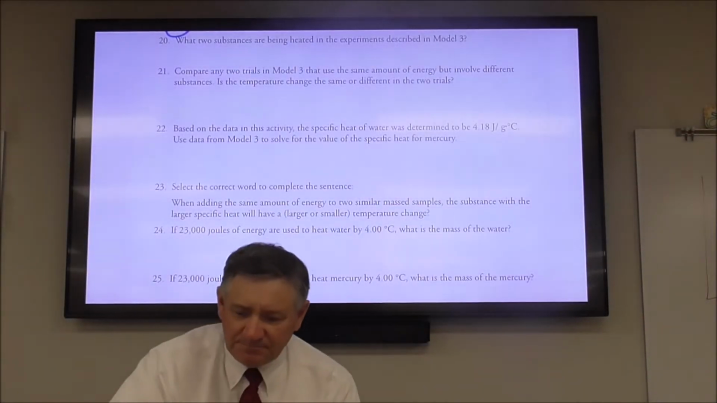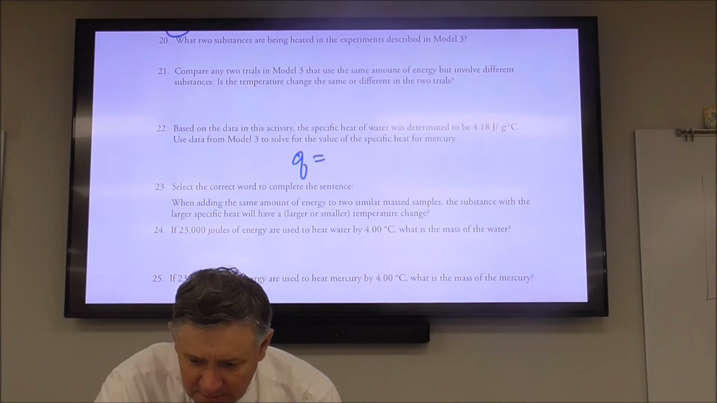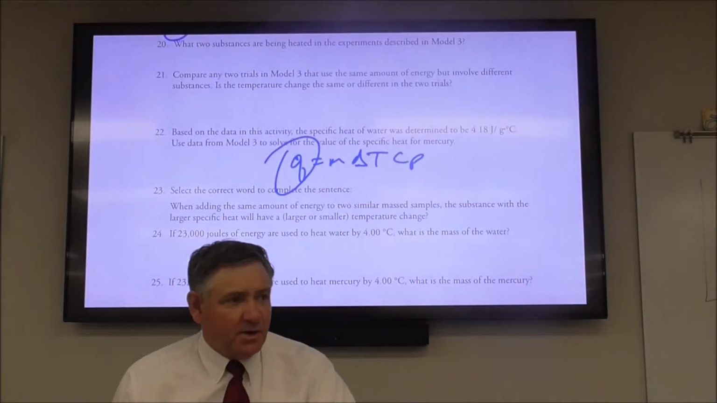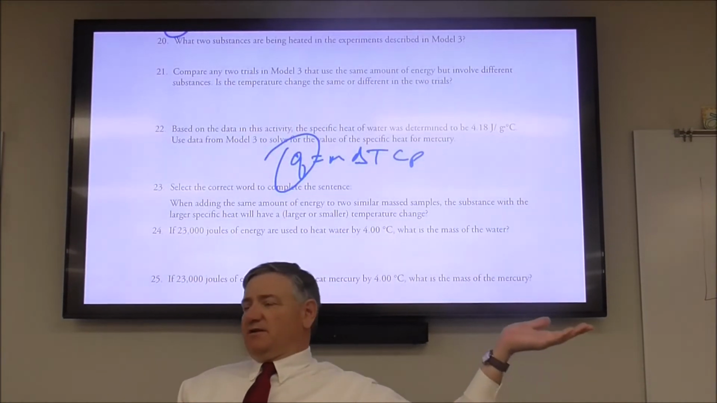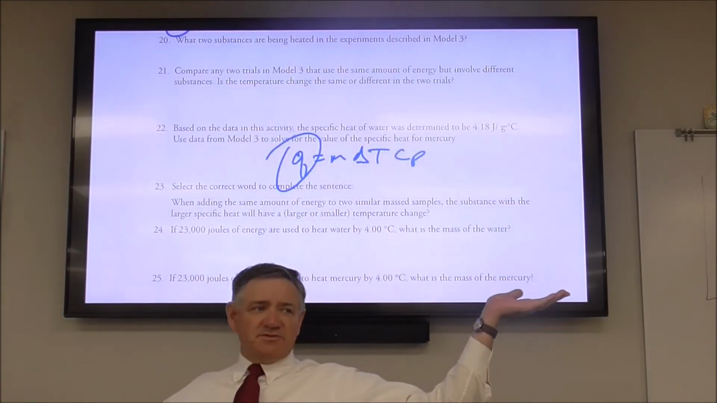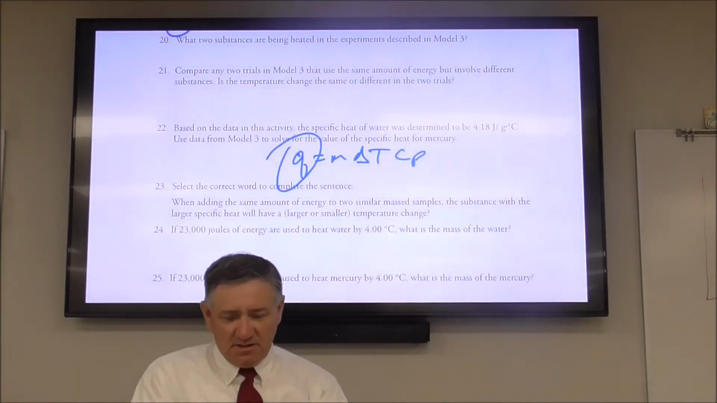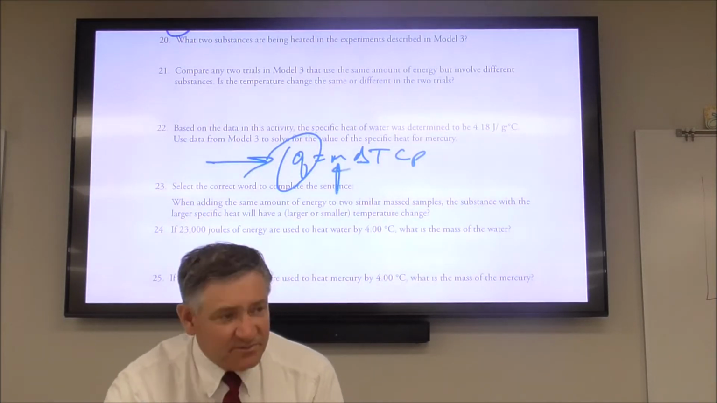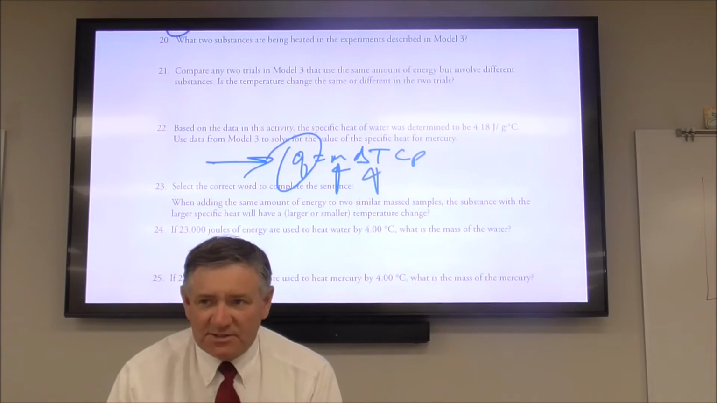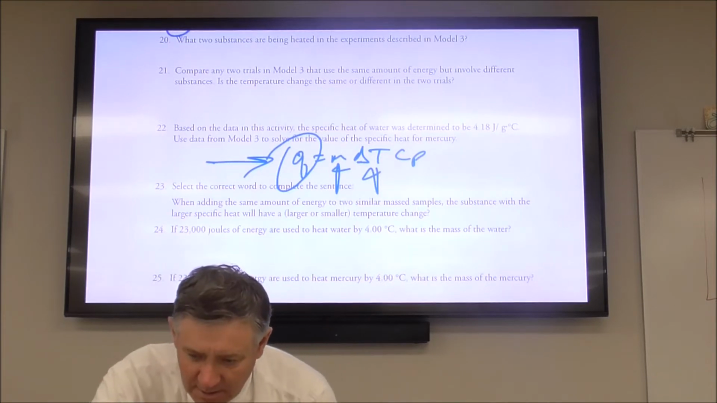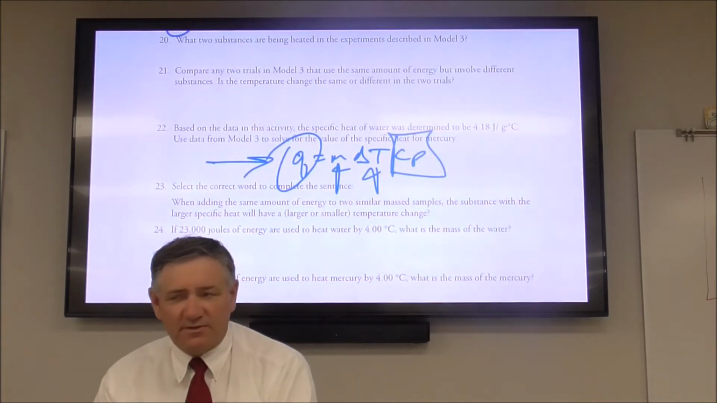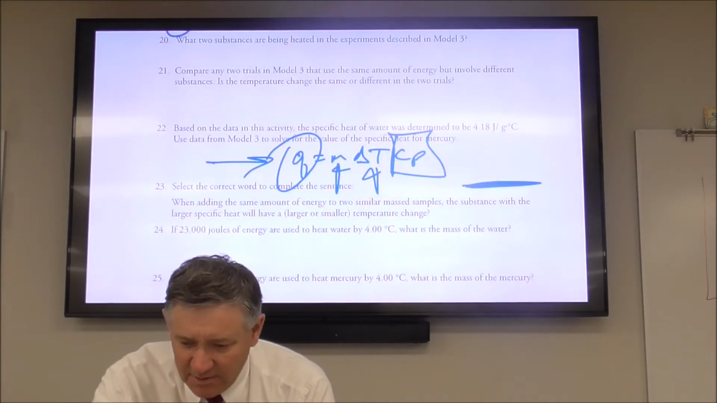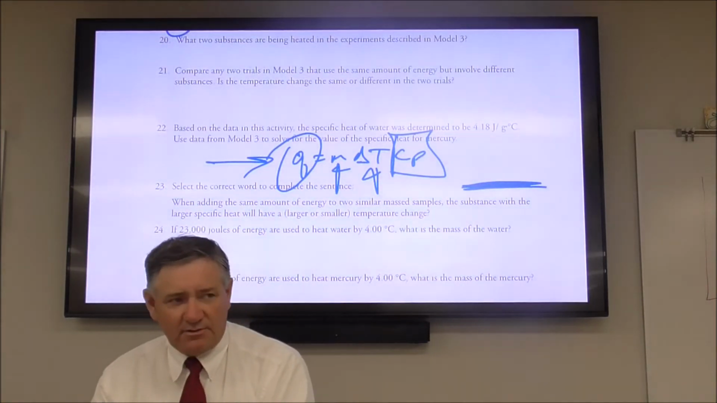So here's the deal. You know Q equals M delta T C sub P. Pick one of the trials of mercury. It doesn't make any difference. Pick the first trial, pick the second trial. You're going to know the value of Q. You know the mass of the mercury. You can find the change in temperature of the mercury. It's an algebra problem. Solve for the specific heat. And do me a favor, imagine there's a line where you're going to write your answer.